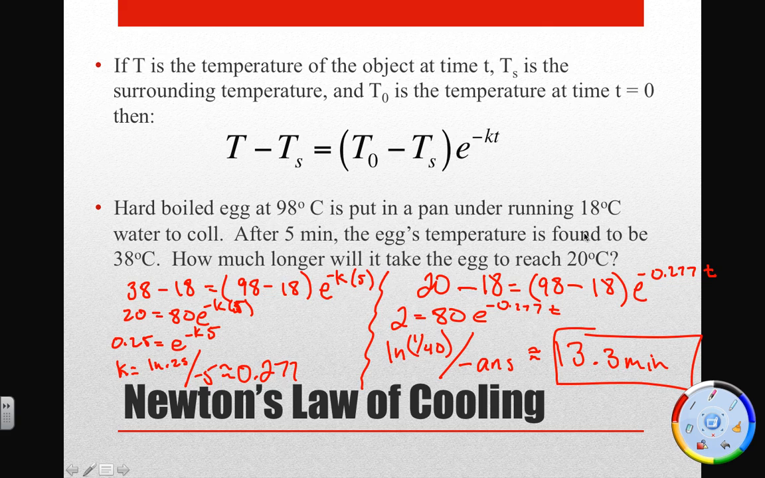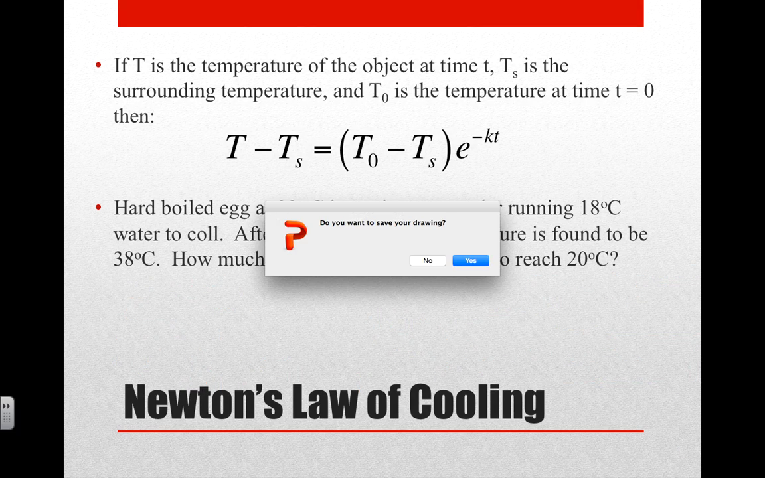All right, pretty cool little problem. Again, all based off of calculus, but you notice we didn't do much of the calculus here. We just kind of used the equations.